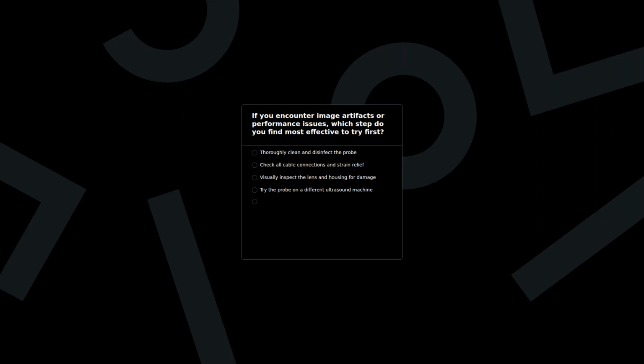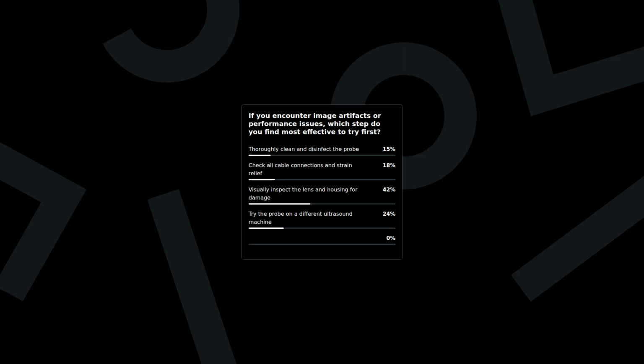The poll question's up. It says, if you encounter image artifacts or performance issues, which step do you find most effective to try first? Select one of the following: thoroughly clean and disinfect the probe, check all cable connections and strain relief, visually inspect the lens and housing for damage, or try the probe on a different ultrasound machine. The final results are up. 42% said they visually inspect the lens and housing for damage, followed by 24% who try the probe on a different ultrasound machine.